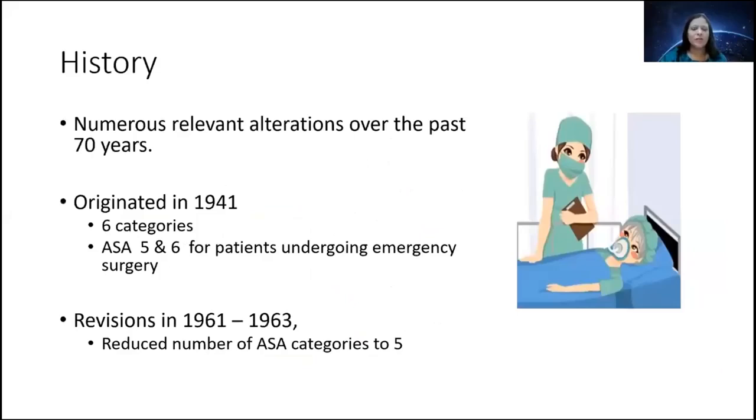Now, the history of the ASA physical status classification is more than 70 years old. The first classification originated in 1941, where there were 6 categories, and ASA 5 and 6 were included for the patients undergoing emergency surgeries. It underwent further revisions in 1961 to 1963, and the ASA categories were reduced to 5.